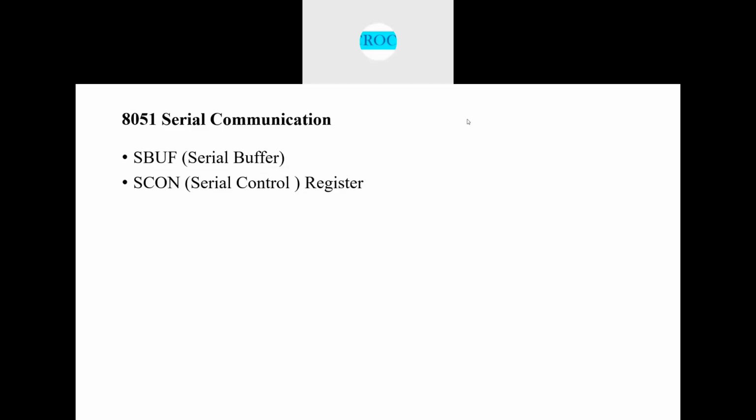In the last class, we studied the RS-232 standard. RS-232 is a serial input-output interface which is used to connect the PC COM port with serial devices like a modem. We also studied the RS-232 9-pin diagram and the functions of each of the pins, and two 8051 serial communication registers. The first is the serial buffer register, and the other is the serial control register.